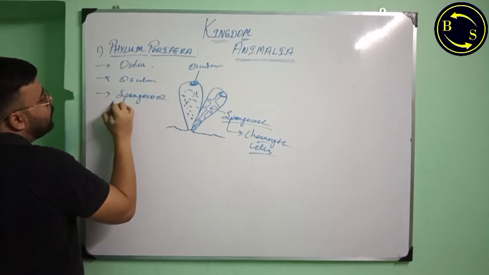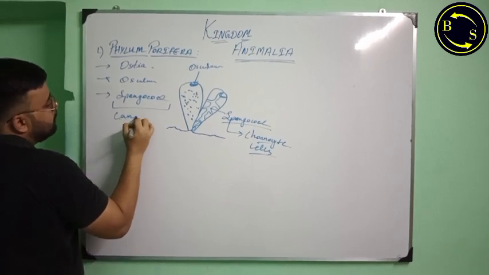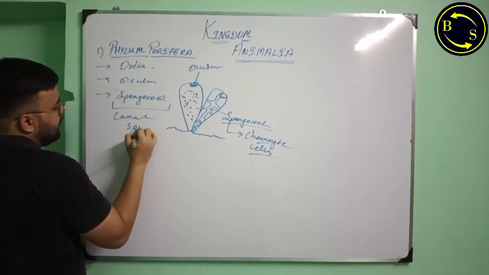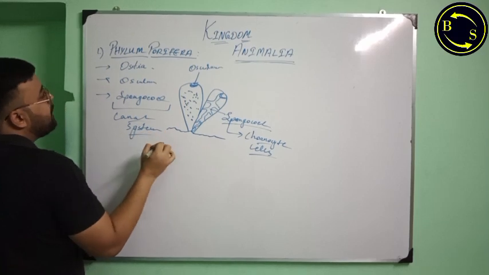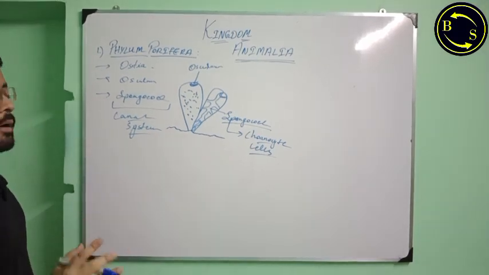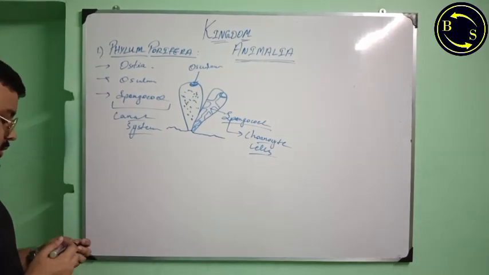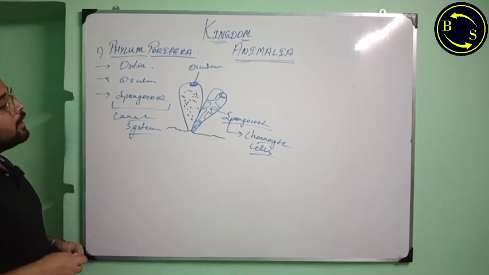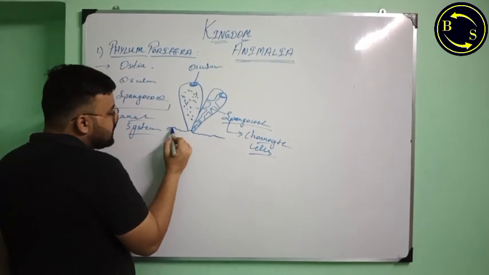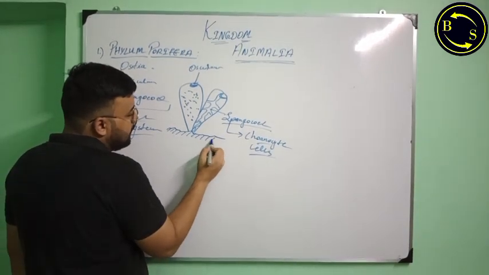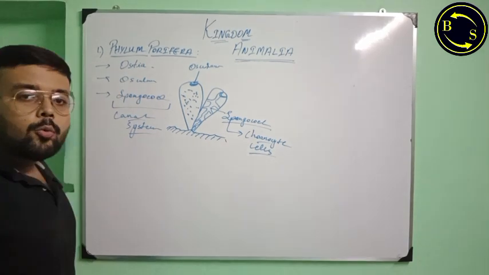These ostia, osculum, and spongocele are together known as the canal system, and this canal system is unique to phylum Porifera. No other phylum has this canal system. Now, what is the purpose of this canal system? These are fixed to the substratum. They are non-motile. They cannot move. They do not have any locomotory organs.